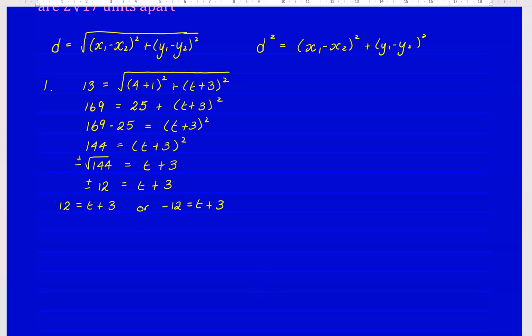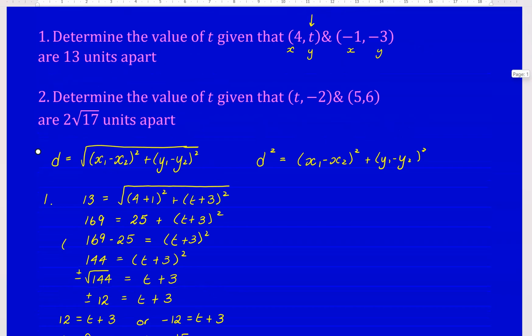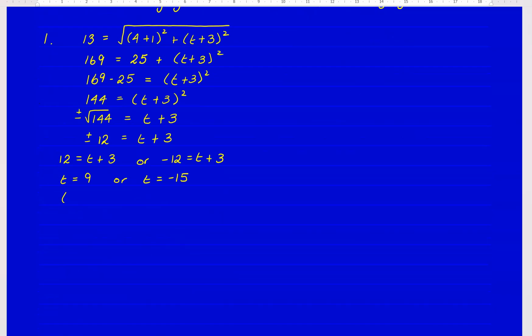Now to get rid of the plus 3, we will take 3, so therefore t could equal 9, or t could equal minus 12 take 3 is minus 15. So my 2 points then could be 4, 9, or 4, minus 15. Now the question begs, why? Why do we have two solutions?